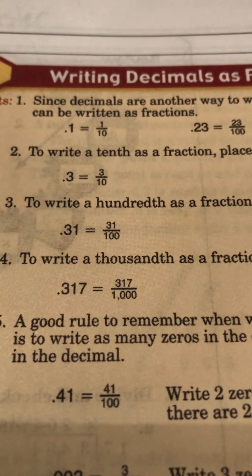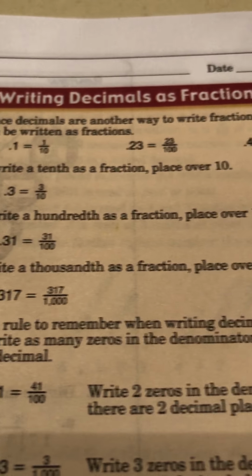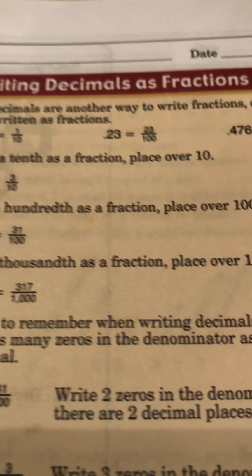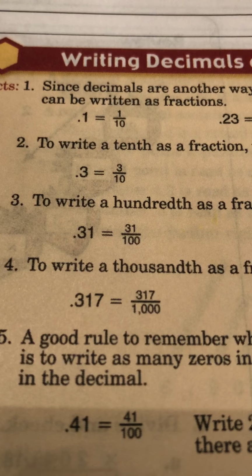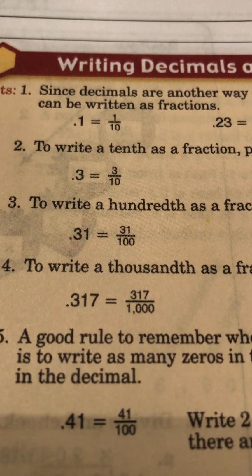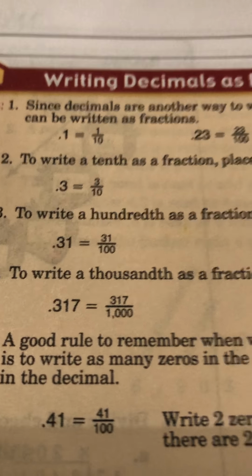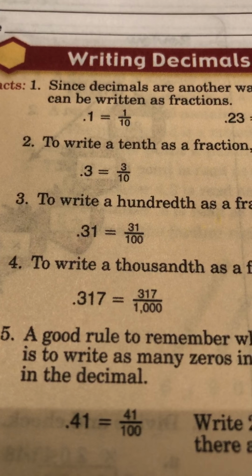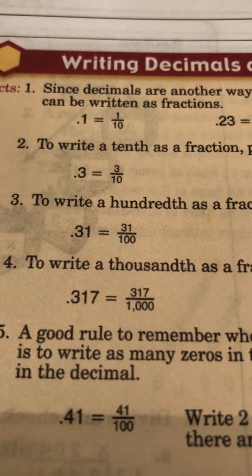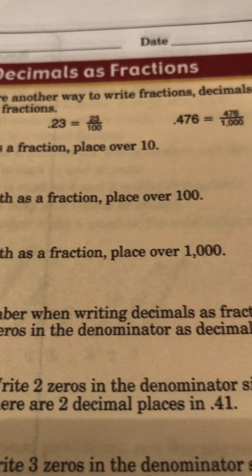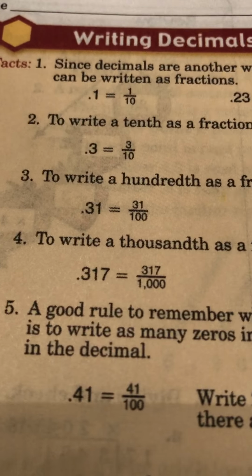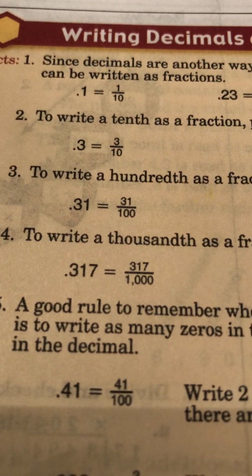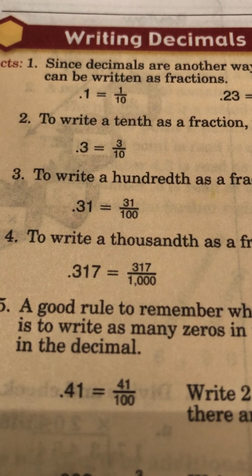Number 2, to write a tenth as a fraction, place over a 10. So see, 0.3, you just put 3 over a 10. To write a hundredth as a fraction, place over 100. So it's 0.31 is 31 over 100. To write a thousandth as a fraction, place over 1,000. So you would 0.317, you just put 317 over 1,000.